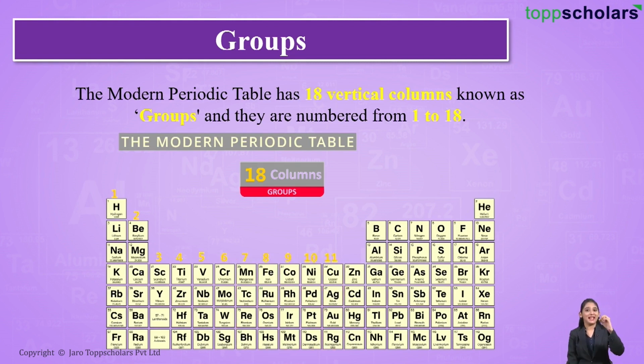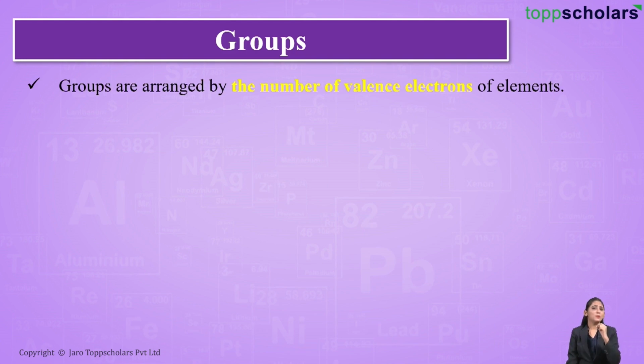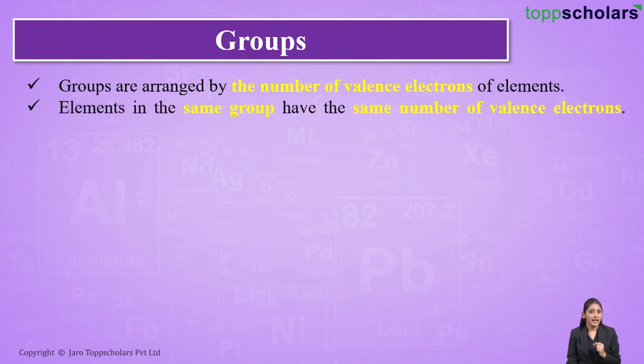So what are groups? Yes, the 18 vertical columns present in the modern periodic table are called groups, and they are numbered from 1 to 18 exactly. Now friends, groups are arranged by the number of valence electrons present in the elements, which means that elements present in the same group have the same number of valence electrons. Let's take an example to understand this.